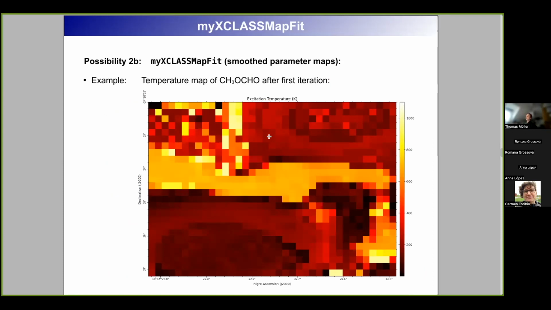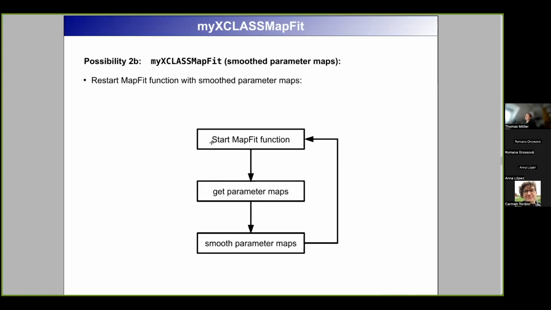So first, for example, this is the temperature map of CH3OCHO after the first iteration. You can see here on the upper left part, there are some weird temperatures with a very high range. And the idea is now that XCLASS uses the result of the parameter maps from the first iteration, applies some smoothing algorithm, and then uses these smooth parameter maps as initial values for the second iteration.